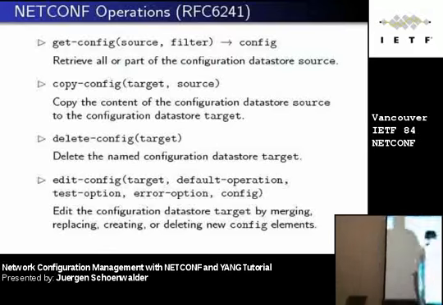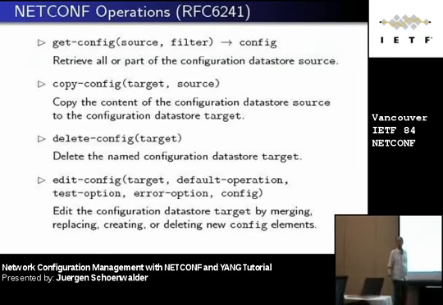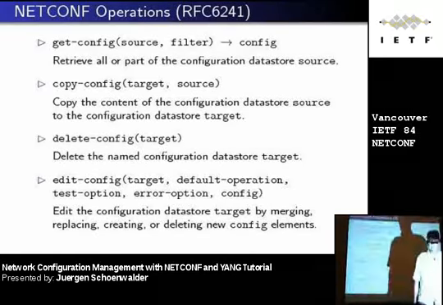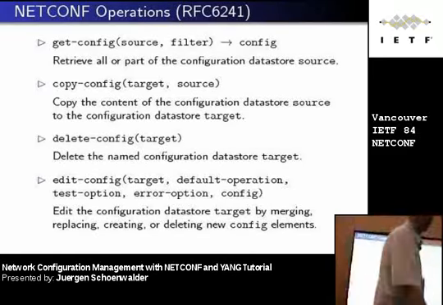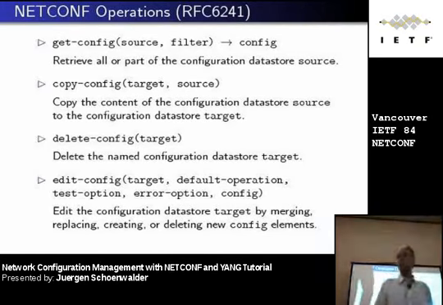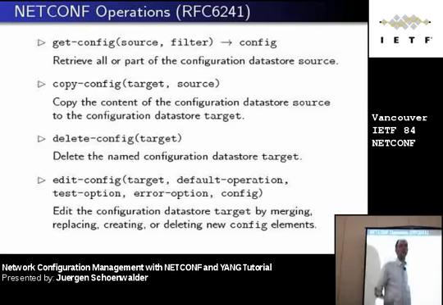So the question comes up, what are the operations that I can actually use? Because the set of predefined operations are part of NETCONF. So the first operation is called getConfig. And it takes two arguments. The source is simply the data store you want to get config from. So your running data store, or your startup data store, or your candidate data store.